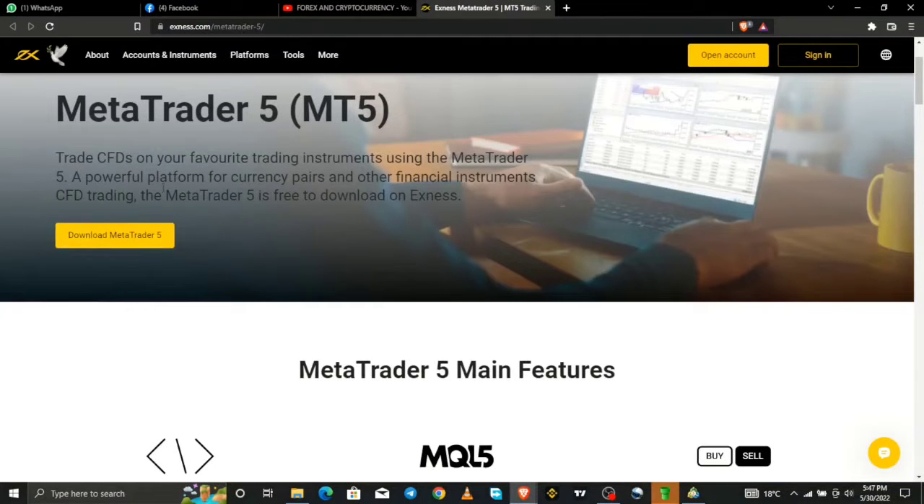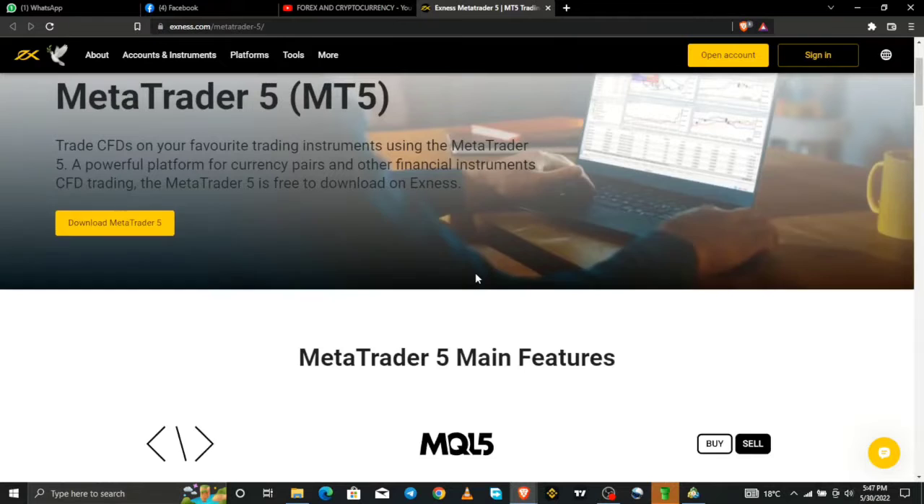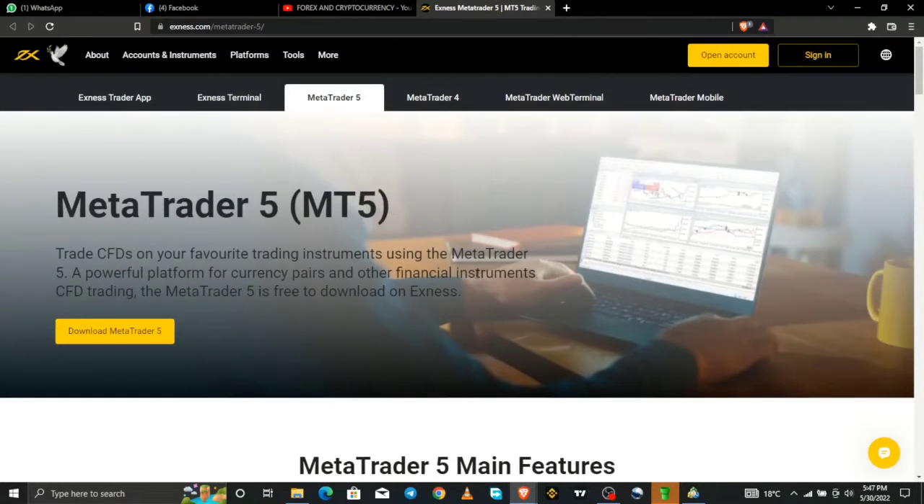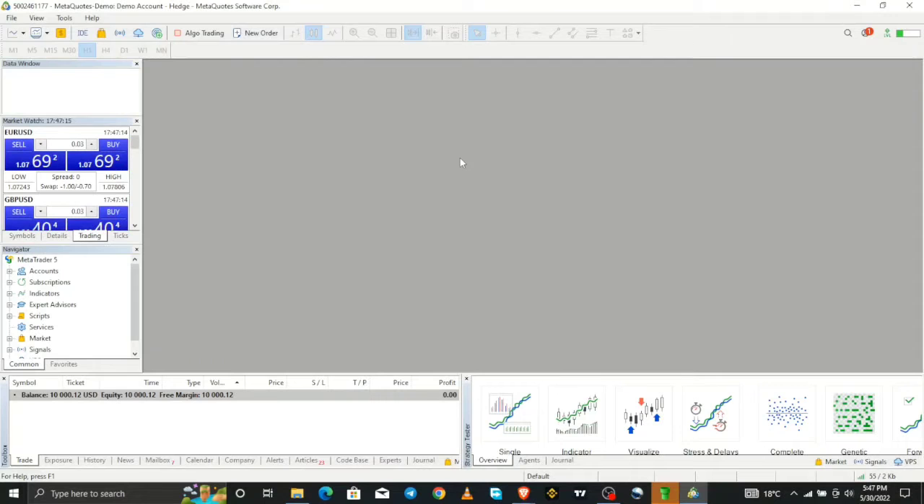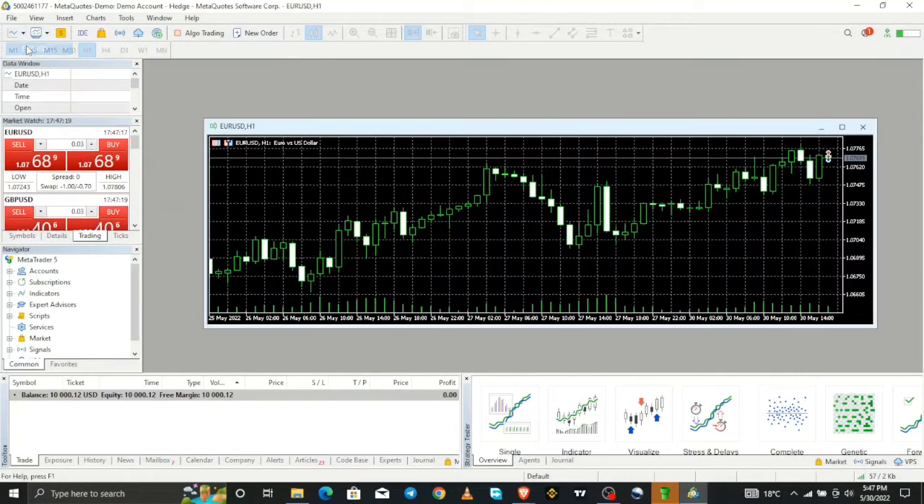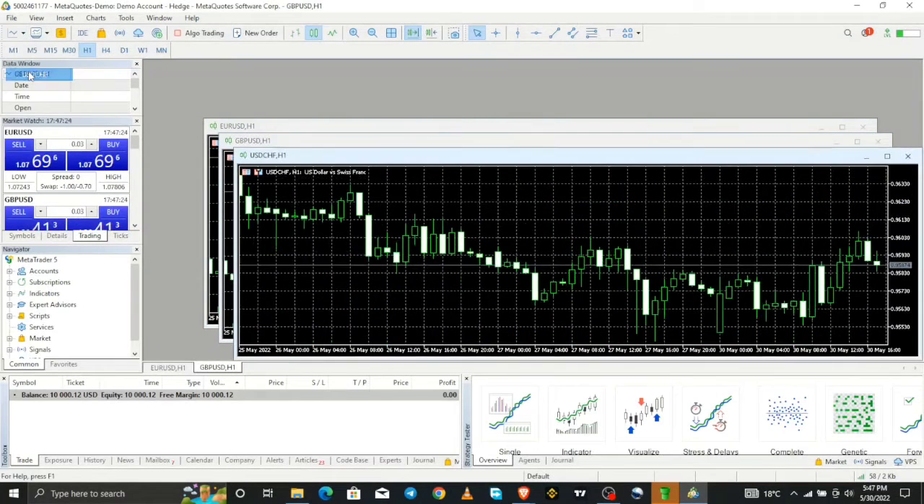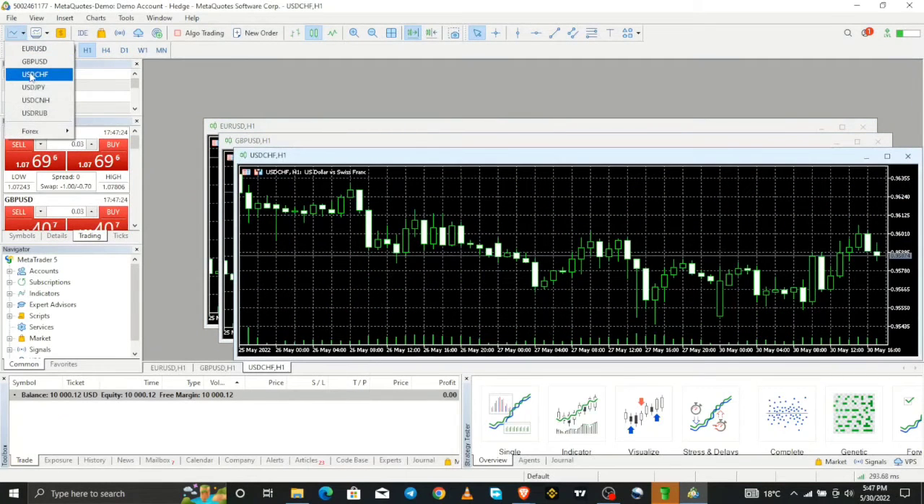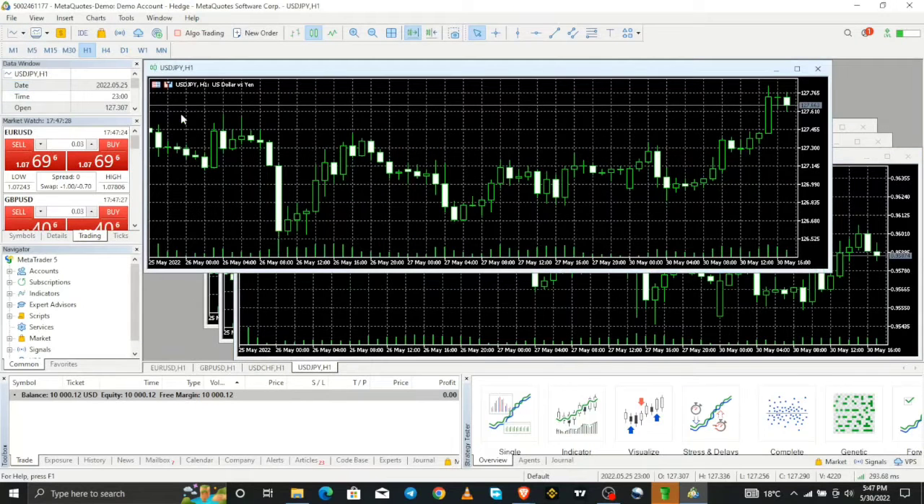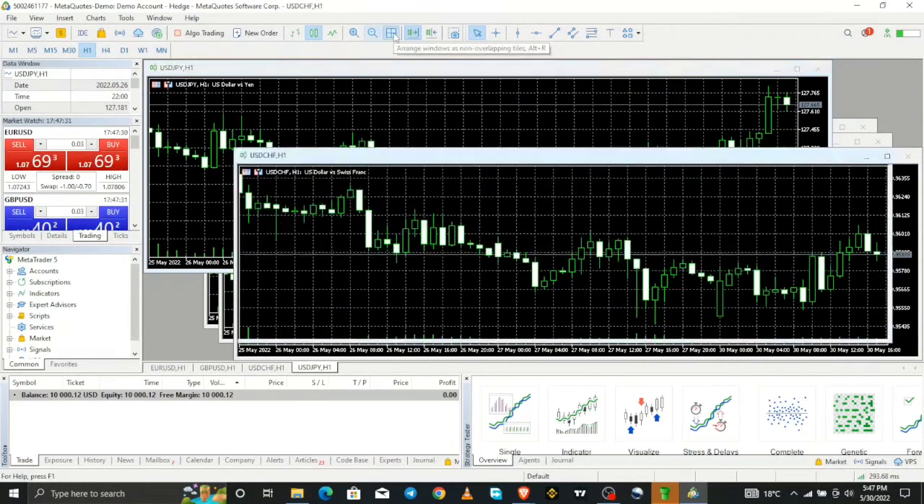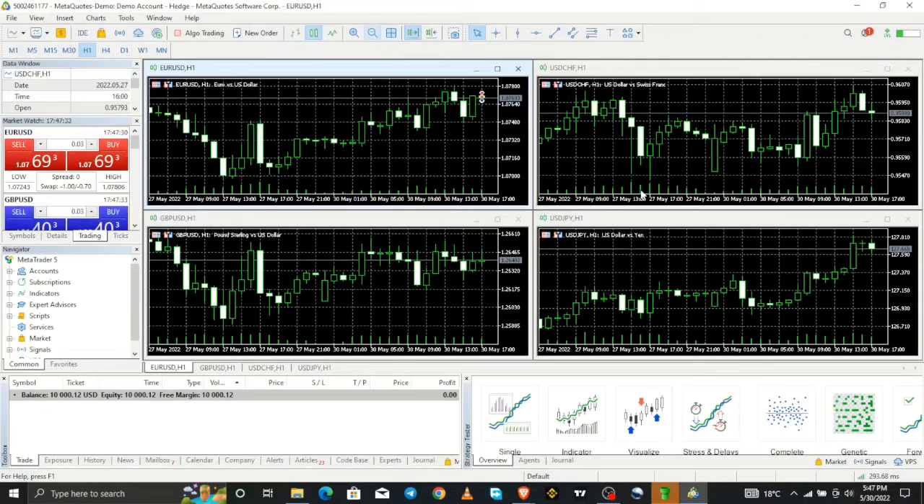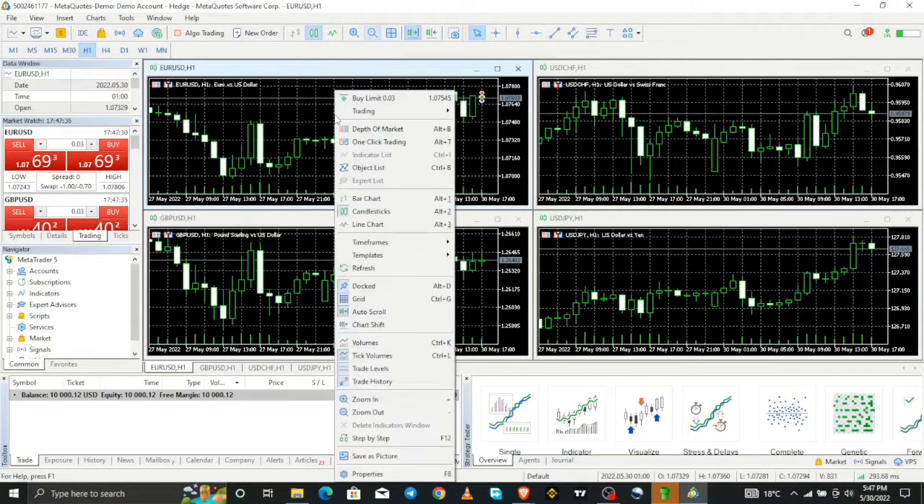Follow my steps if you want to learn Forex trading and how to trade on the MetaTrader platform. After you install it, MetaTrader will look like this. And then you have to put some currency pairs. I'll put the EUR/USD, GBP/USD, USD/CHF, USD/JPY, which are the most common, because I want it in a 4 window layout. Yes, I like it that way, so that I can monitor like 4 trades at the same time.